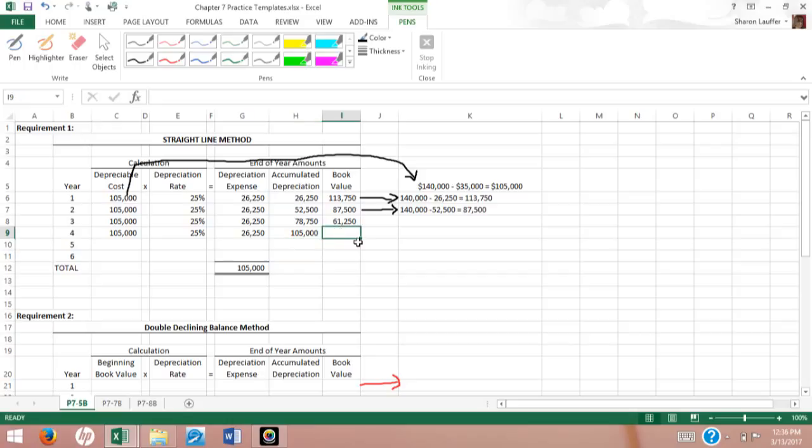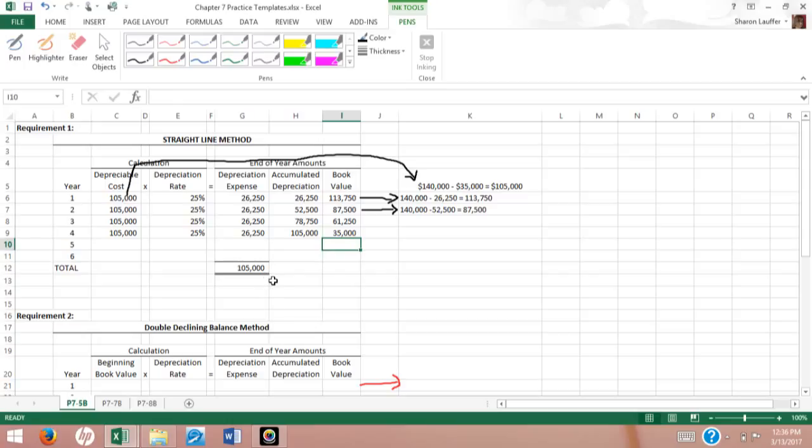And our book value is going to be $140,000, which is our cost, less our accumulated depreciation up to this point, gives us $35,000. And then I've got mine to auto total down here. So our total depreciation expense is $105,000.